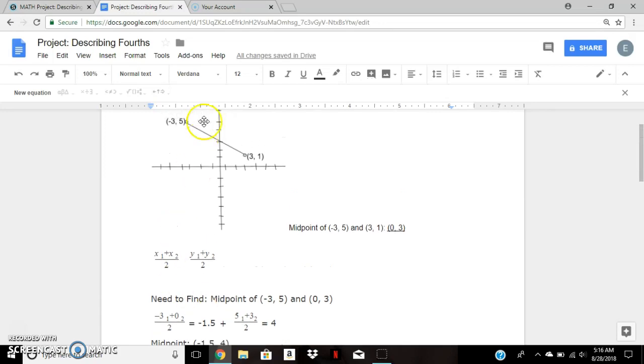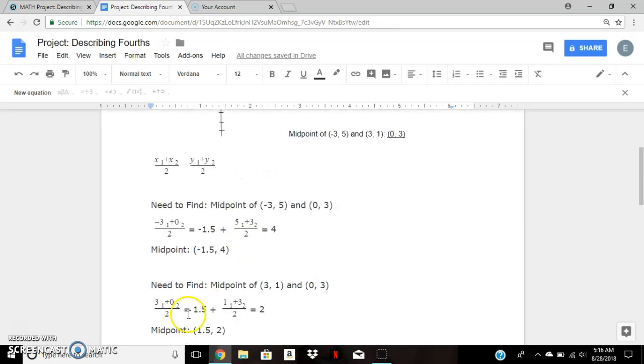After we find the midpoint of this side, we find the midpoint of this side. We add 3 and 0 and divide it by 2, which gets us 1.5, and then we add 1 and 3 and divide it by 2, which gets us 2, which leaves us with the midpoint (1.5, 2).